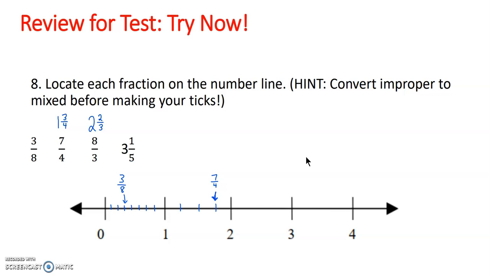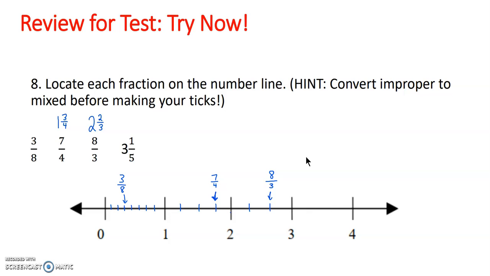For 8/3, that's the same as 2 2/3. So I'm going to divide between 2 and 3 into 3 pieces. So 2 ticks. 2 2/3 is here. So again, I'm going to write the original fraction, 8/3.